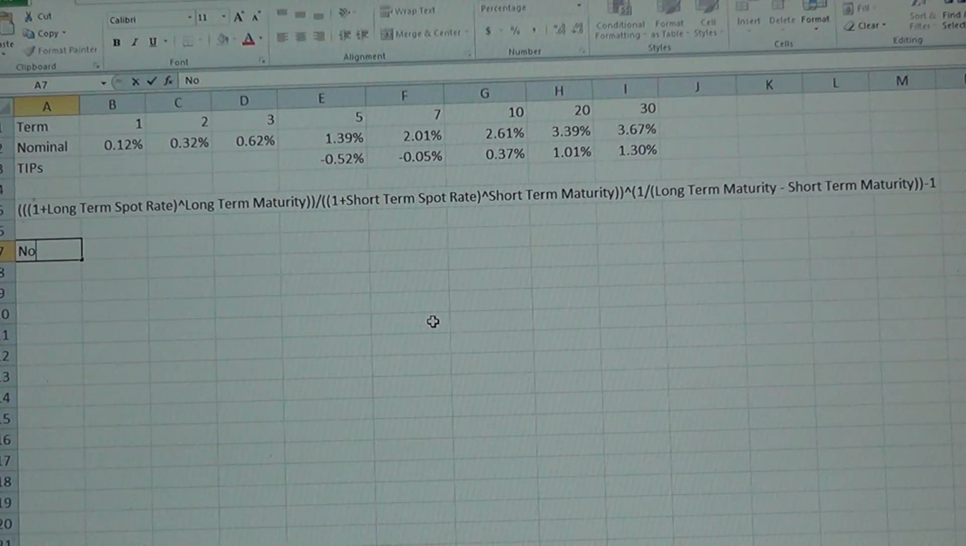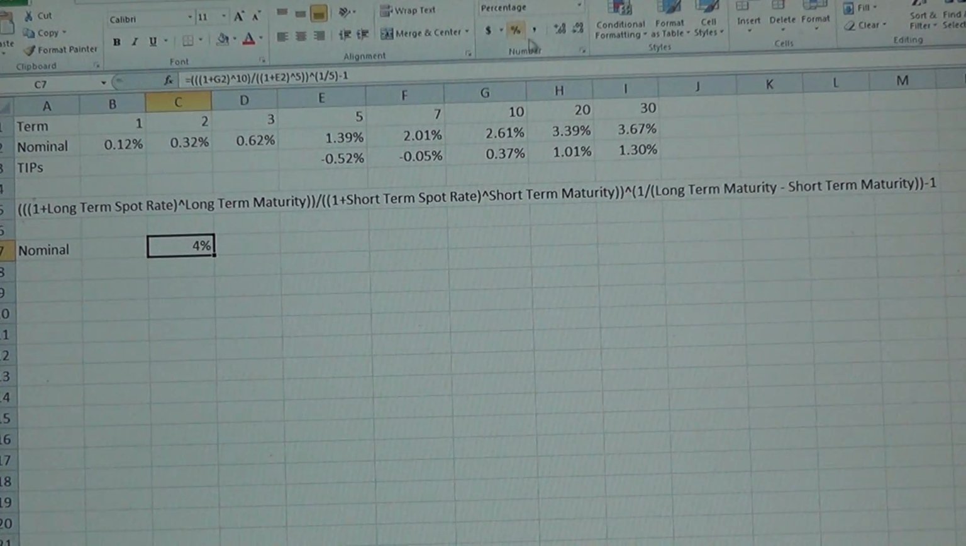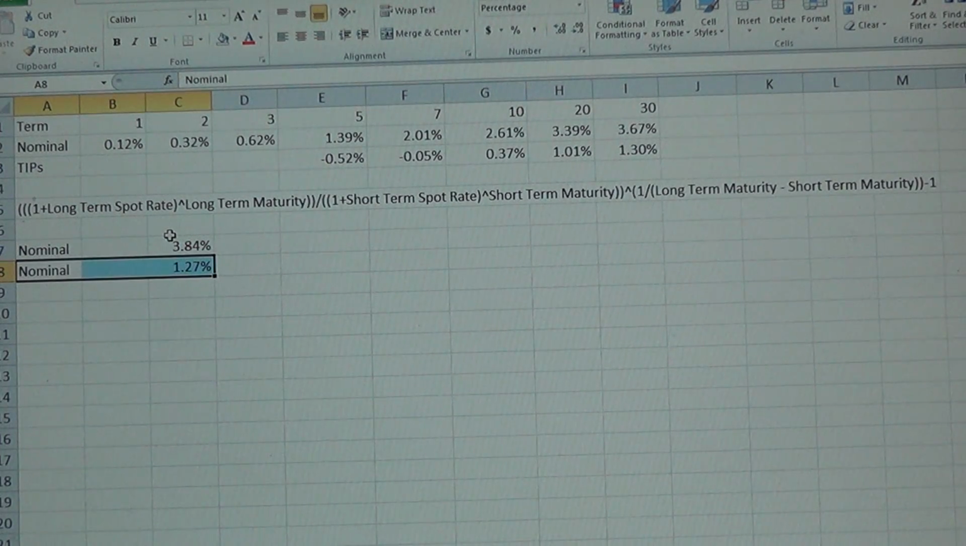So for the nominal, if you remember the math here, it equals open parentheses, 1 plus the 10-year rate, close parentheses, raised to the 10th, divided by open parentheses, 1 plus the 5-year rate, close parentheses, raised to the 5th, and that whole thing raised to the 1 divided by 5, minus 1. If you remember, that was 3.84% before. So we're going to do that exact same thing now, but for the TIP.